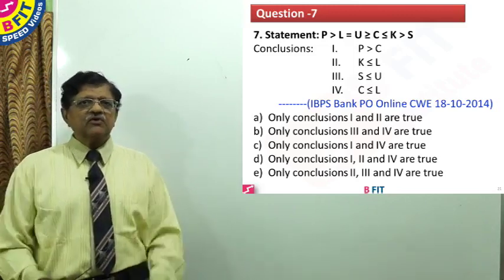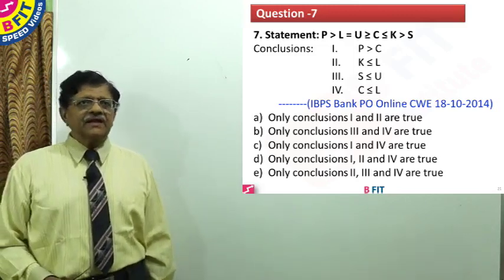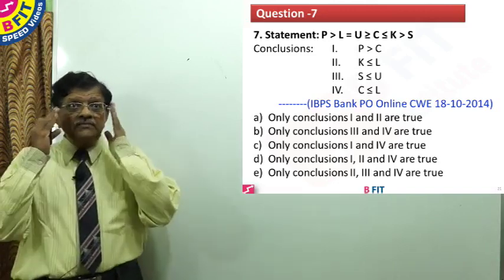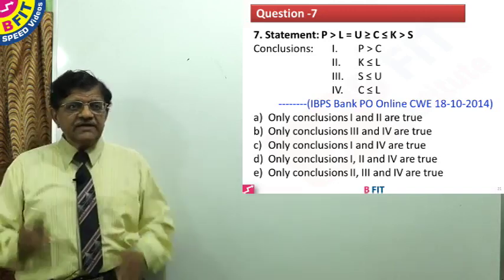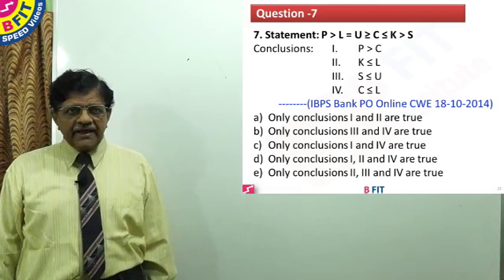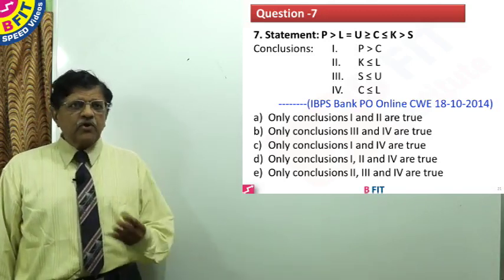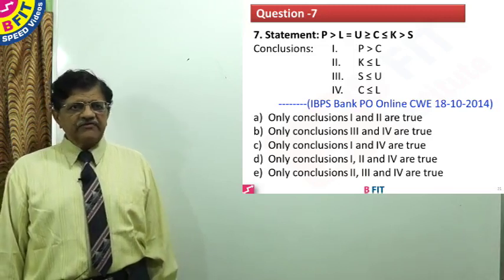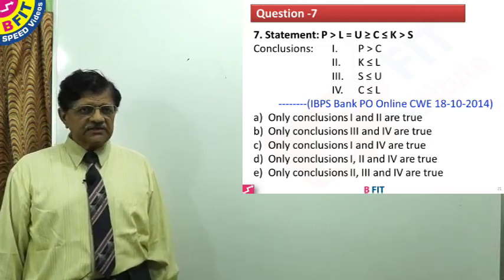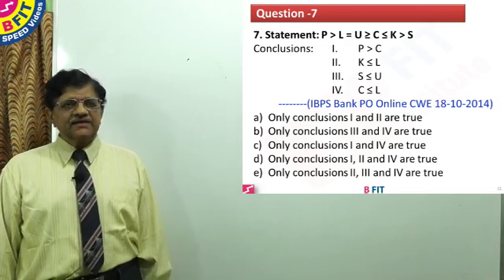It's a straightforward question. P is greater than L is equal to U, is greater than or equal to C, less than or equal to K, is greater than S. This is the statement given, and we are given 4 conclusions. We will have to verify which of the 4 conclusions is true. Let us see the working.